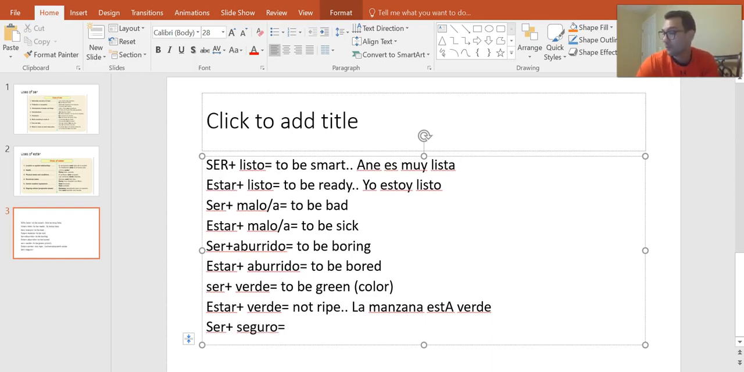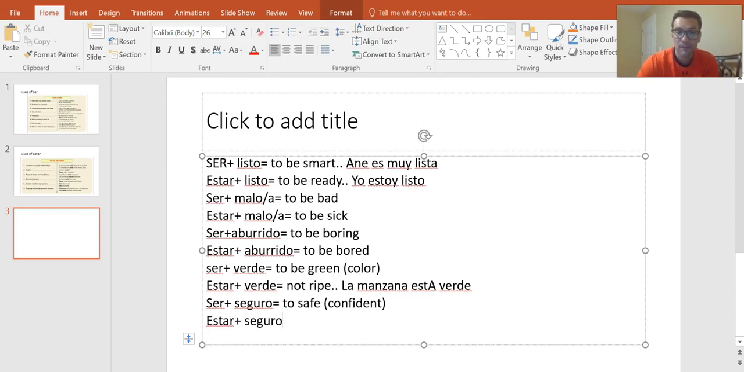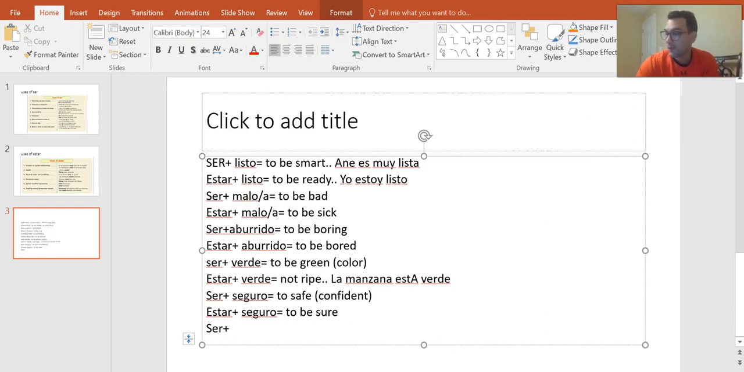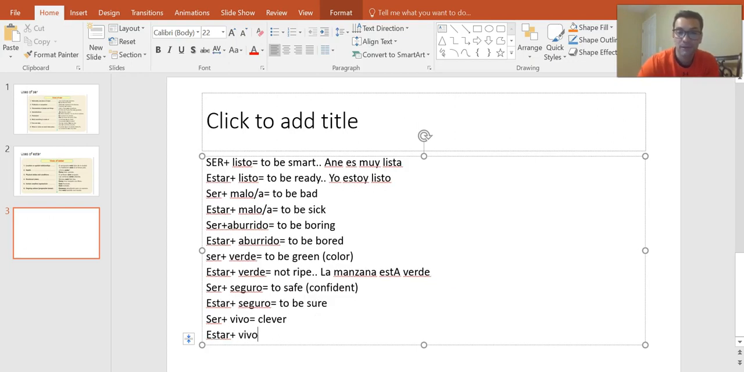Okay, and the last ones. To be seguro, ser más seguro means to be safe or confident. Estar más seguro significa to be sure. And ser más vivo significa clever. Y estar más vivo significa to be alive. So you have to learn those ones. There are more, but these are the ones that you need for this material.